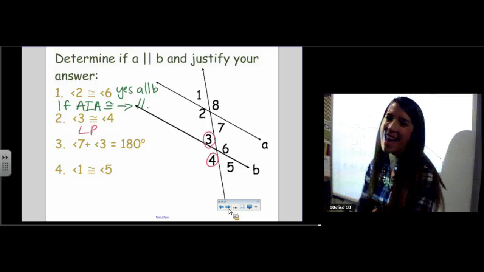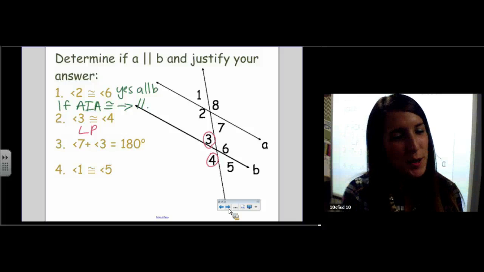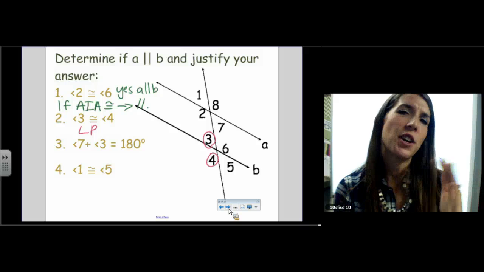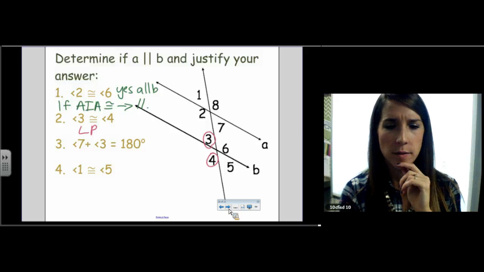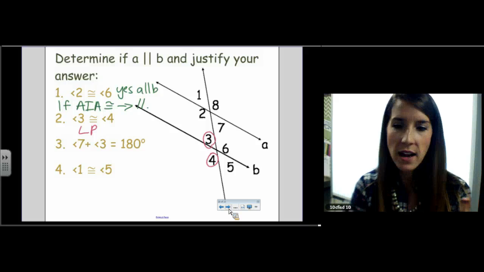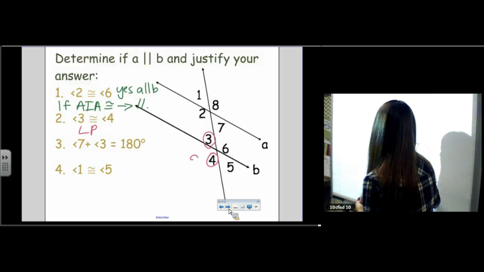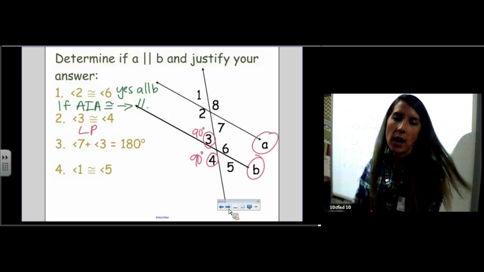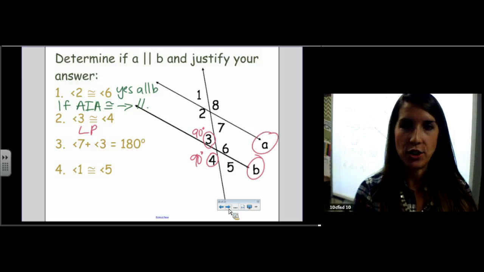Linear pair. Yes, good. Those are a linear pair. Now wait a minute. If linear pairs are congruent, what's the measure of each angle? 90. If this angle is 90 and this angle is 90, does that force A to be parallel to B? Yes or no question?